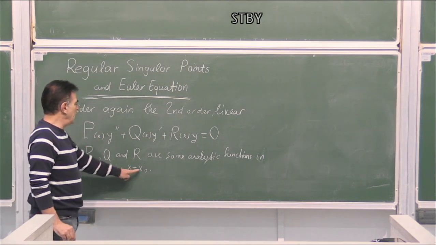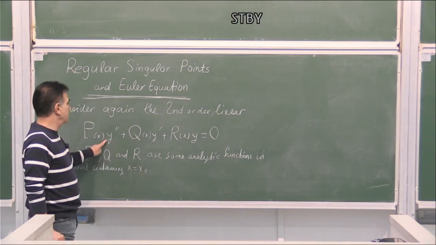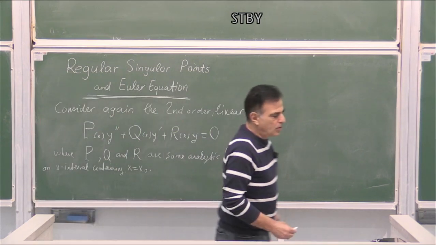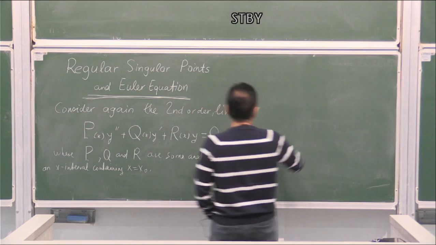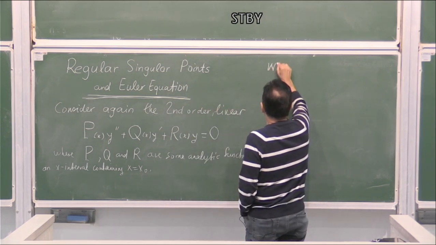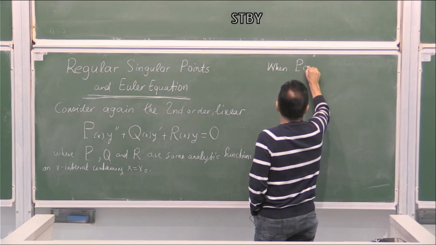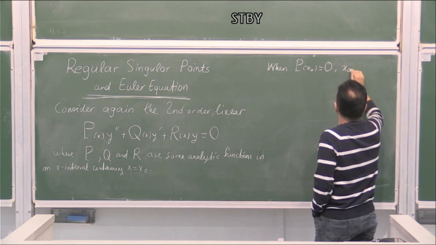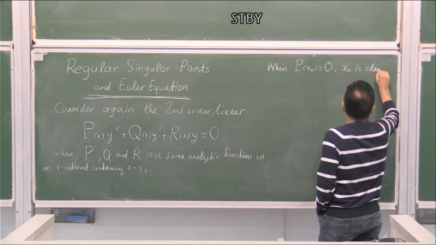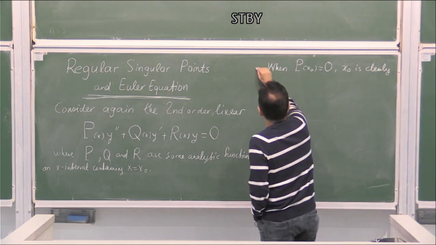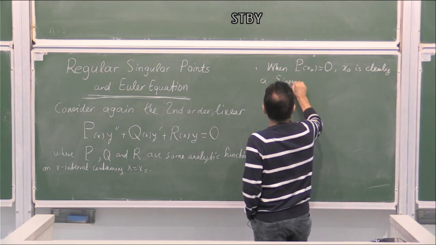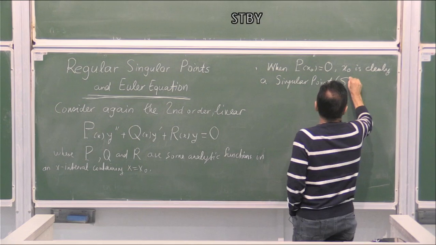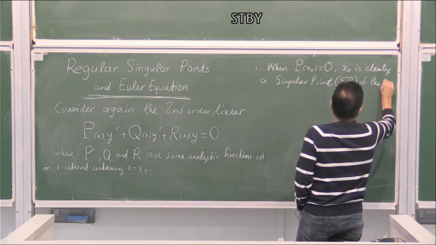Clearly, if P of x0 is 0, then x0 becomes a singular point. So we give a classification. Look, when P of x0 is 0, x0 is clearly a singular point, let's say SP of the ODE.